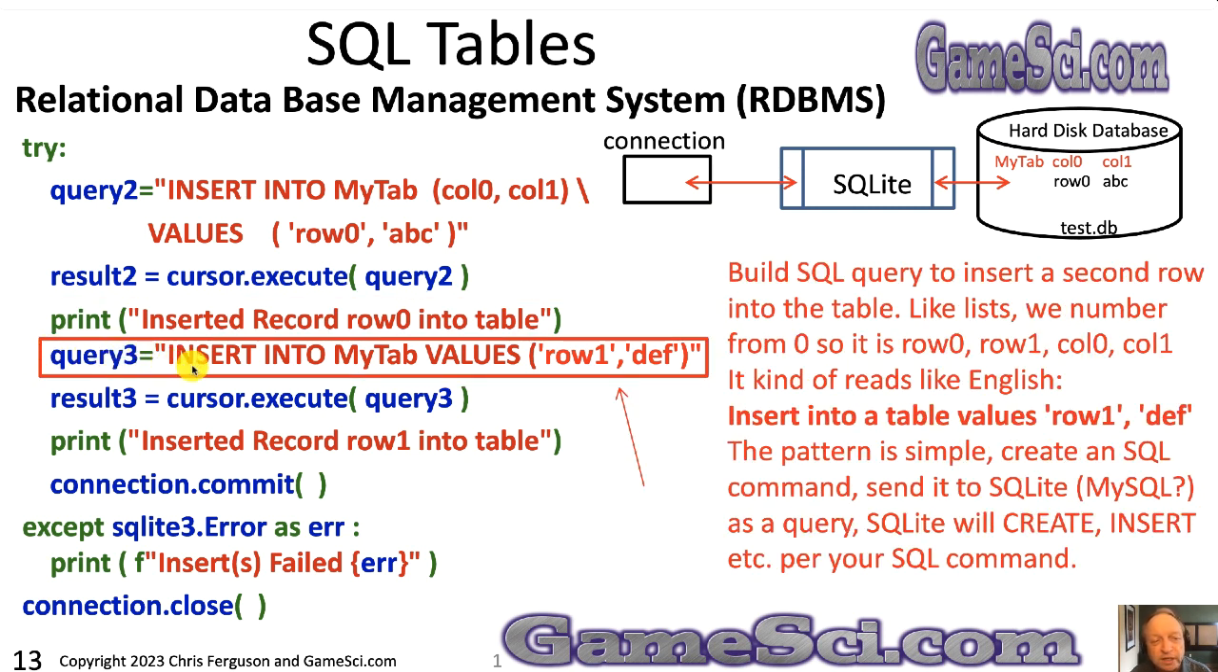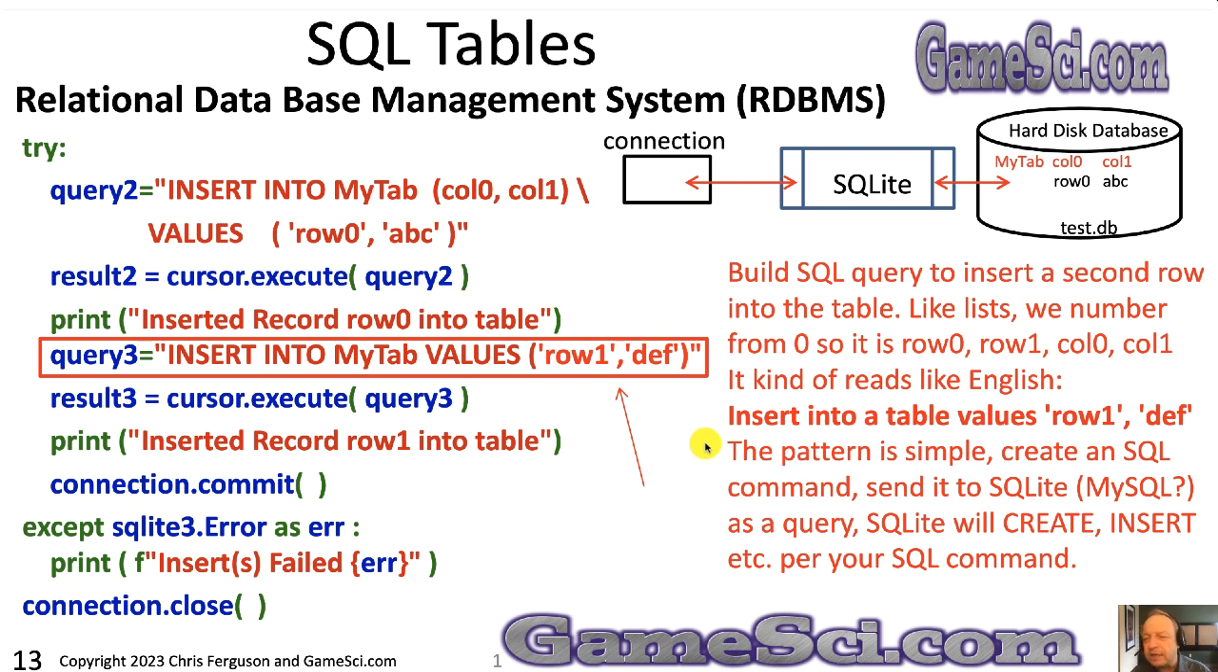Query 3 equals insert into myTab the values row 1 DEF. Build an SQL query to insert a second row into the table. Like lists, we number from 0, so row 0, row 1, row 2, etc. Column 0, column 1, column 2, etc. It kind of reads like English, insert into table values row 1 DEF.